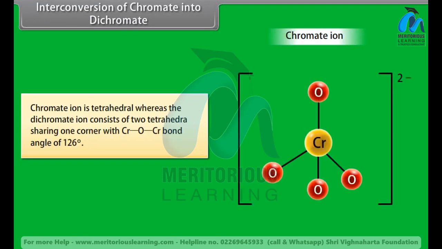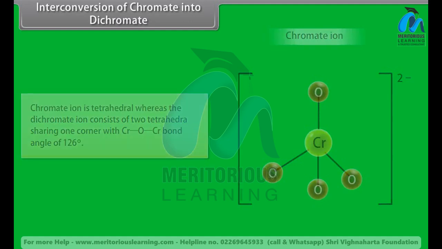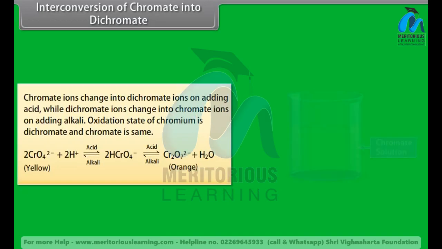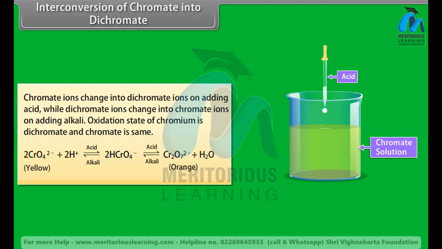Interconversion of chromate into dichromate. The chromate ion is tetrahedral, whereas the dichromate ion consists of two tetrahedra sharing one corner with a chromium-oxygen-chromium bond angle of 126 degrees. There is an equilibrium between chromate and dichromate ions at a pH of about 4. They are interconvertible in aqueous solution depending upon the pH of the solution. Chromate ions change into dichromate ions on adding acid, while dichromate ions change into chromate ions on adding alkali. The oxidation state of chromium in dichromate and chromate is the same.